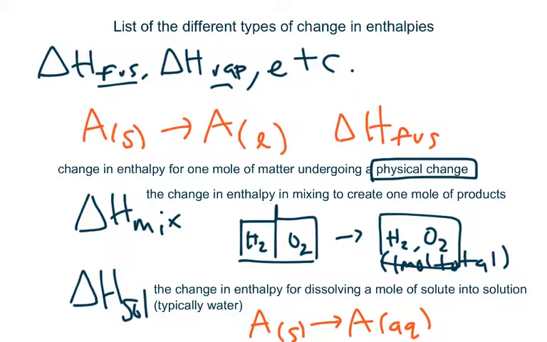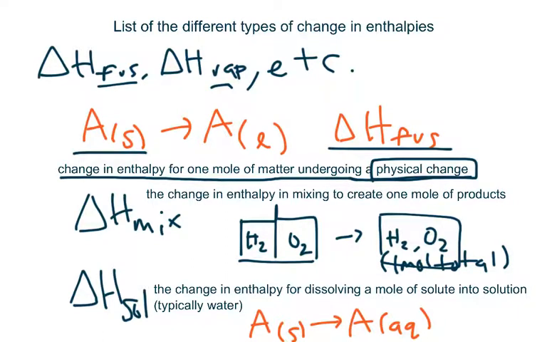These types of enthalpies involve the change in enthalpy for 1 mole of matter undergoing a physical change. So for example, the delta H of fusion is when 1 mole of solid is converted to 1 mole of liquid via melting or fusion, and the delta H will correspond to that.